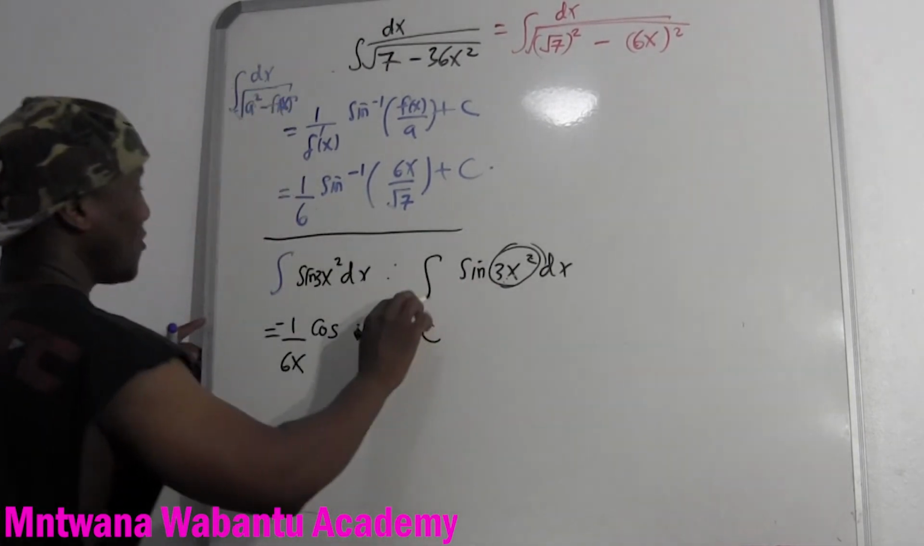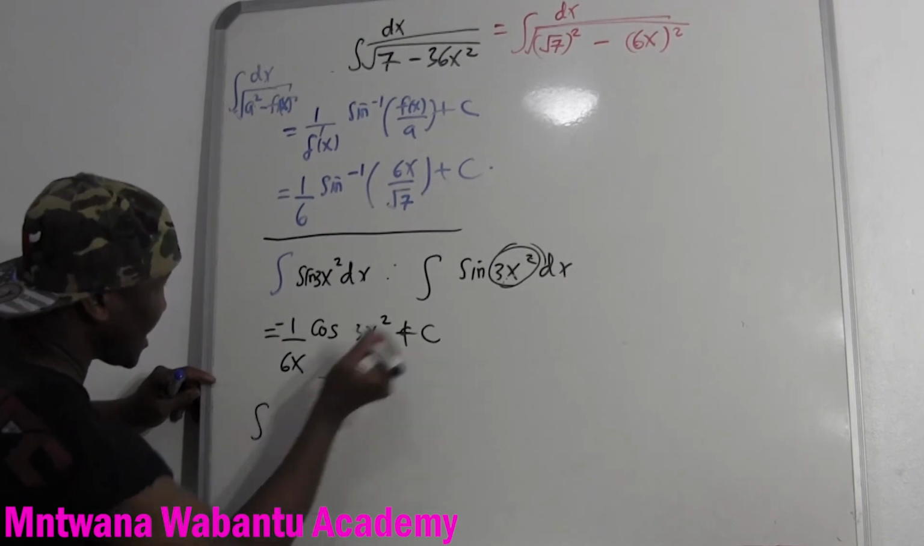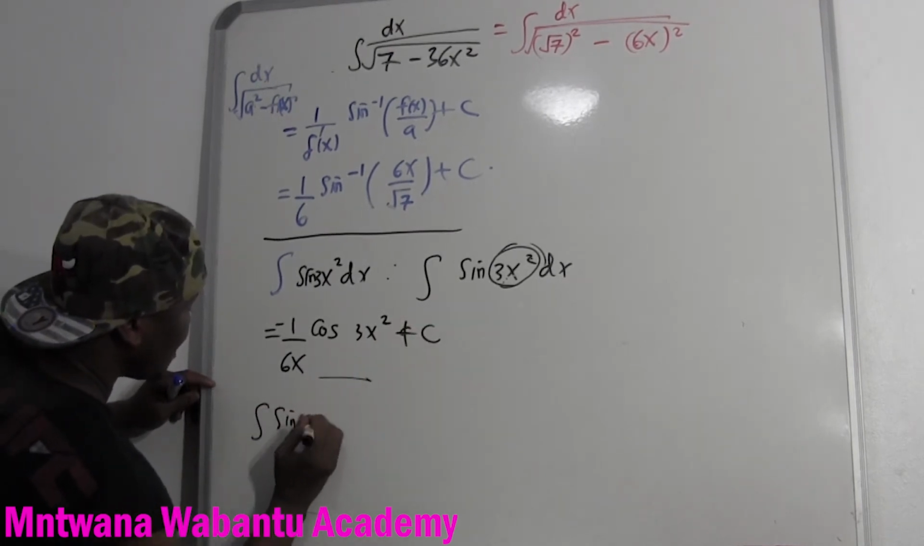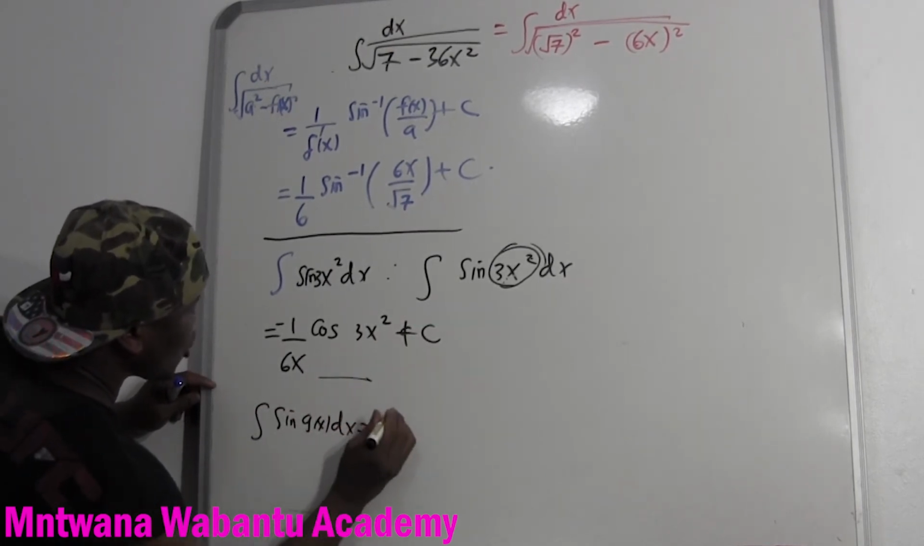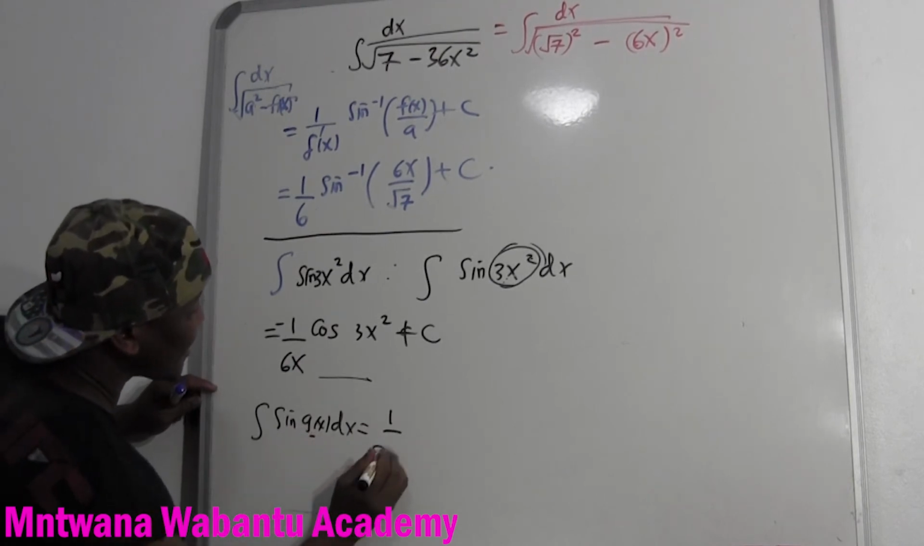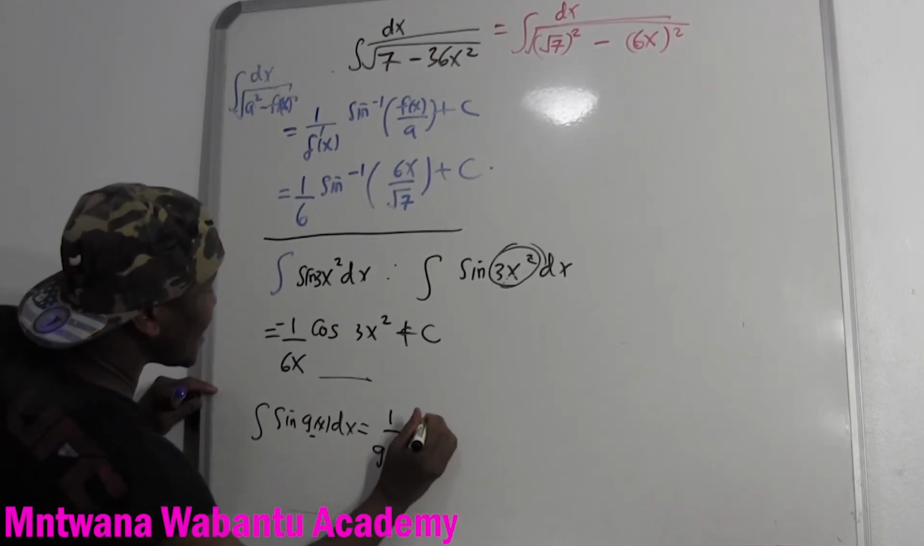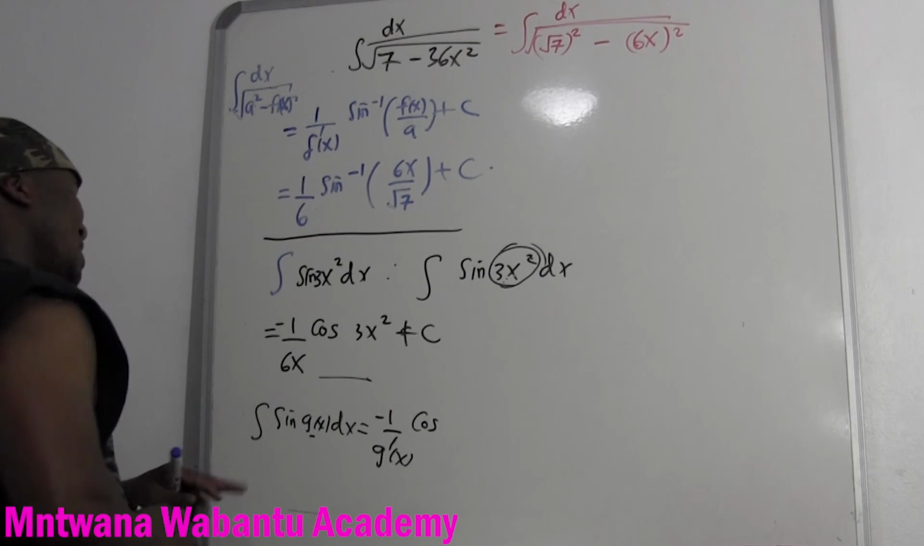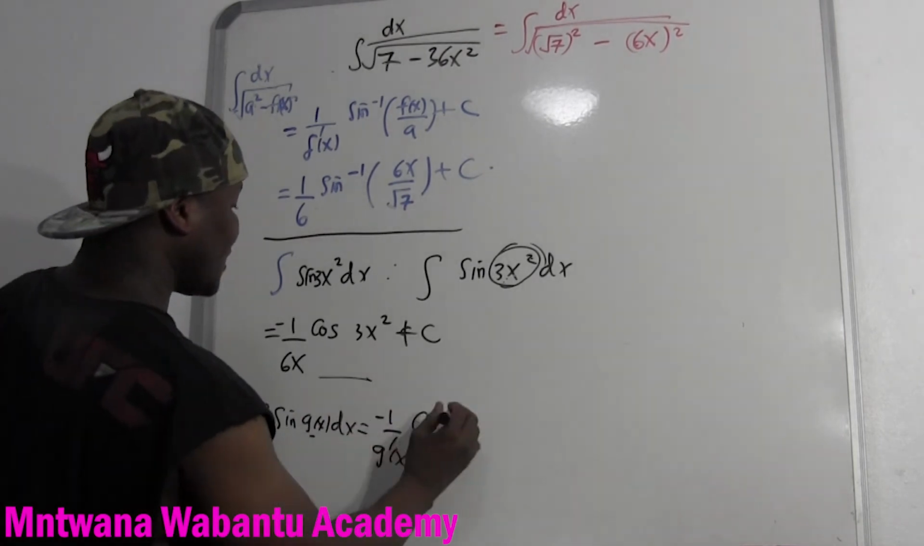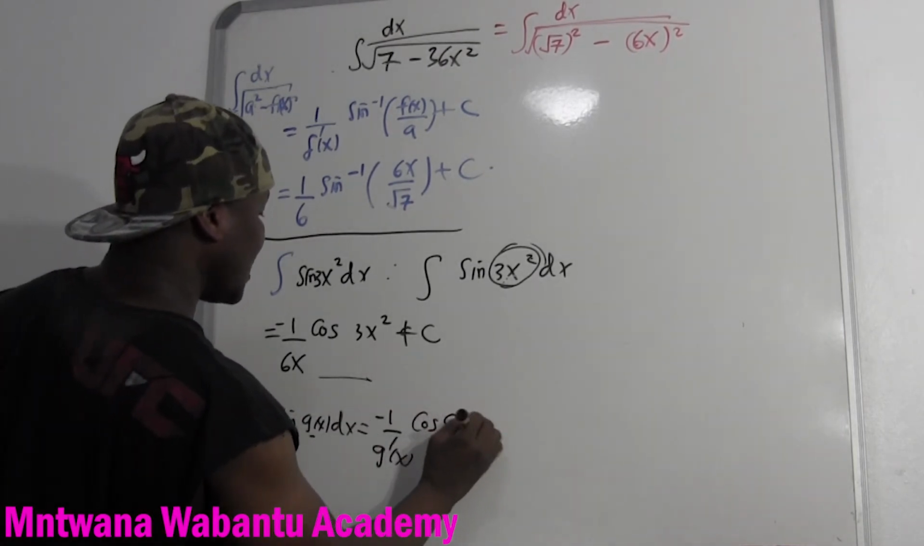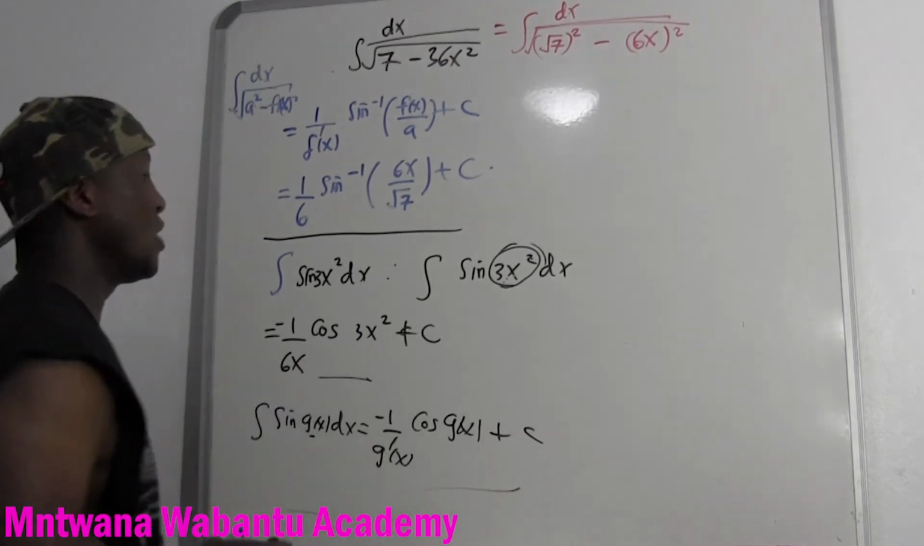So this is the final answer. If somebody gives you this, let me write for you, sine g(x) dx. You say 1 over, differentiate this, and then they say cos, because when you integrate sine, you get negative cos, and then write your function. For this case, g(x) plus constant because there's no limit.